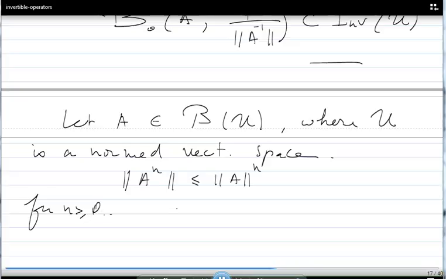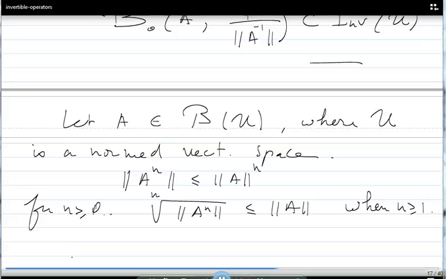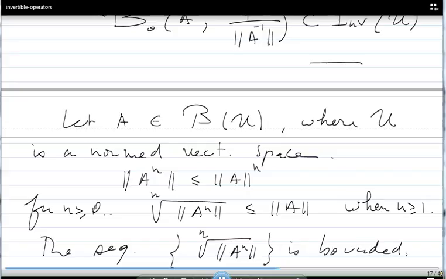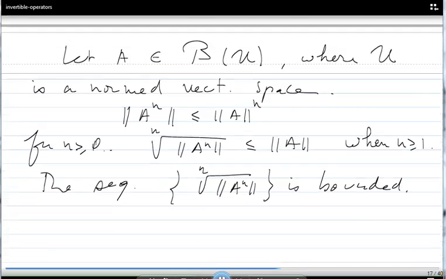And in this case, if we take the nth root of the norm of A to the power n, it is going to be less than or equal to the norm of A when n is greater than or equal to 1, because we're going to raise to the power 1 over n. So this sequence here is bounded. So the sequence, the nth root of the norm of A to the power n, is bounded. The next theorem studies this sequence a little bit.